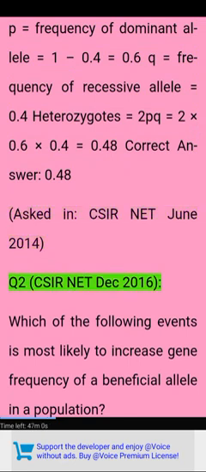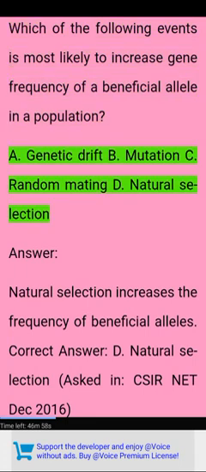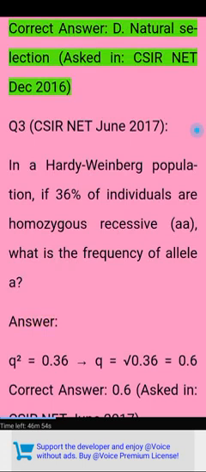Q2, CSIR NET Dec 2016. Which of the following events is most likely to increase gene frequency of a beneficial allele in a population? A, genetic drift; B, mutation; C, random mating; D, natural selection. Answer: natural selection increases the frequency of beneficial alleles. Correct answer, D, natural selection. Asked in CSIR NET Dec 2016.